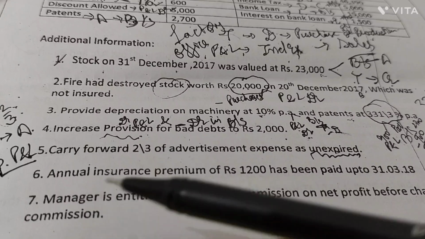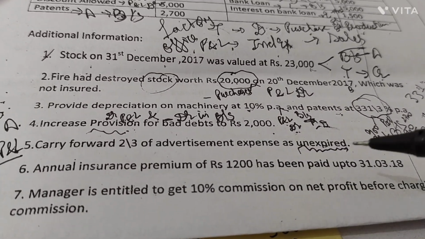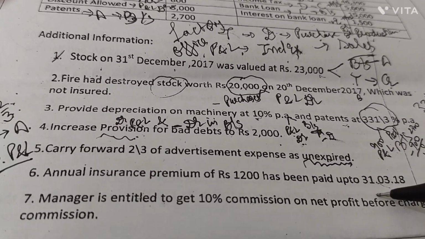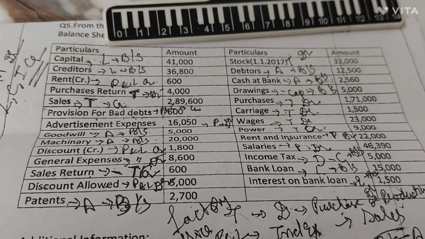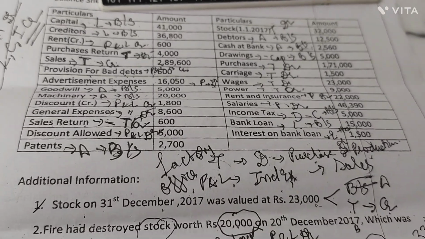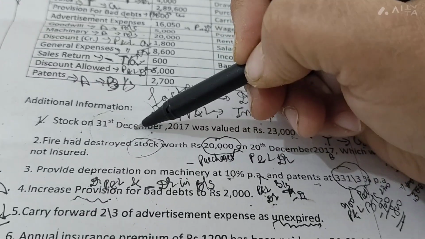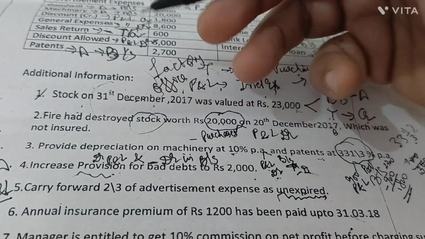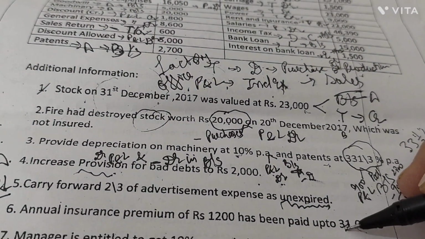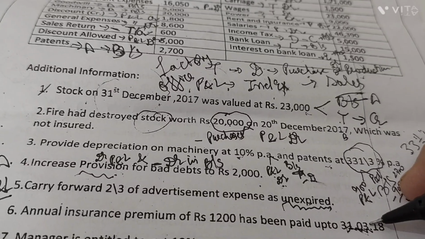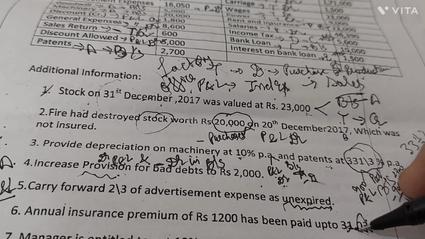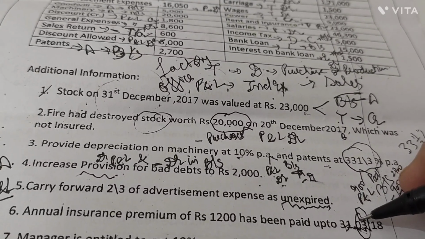Then annual insurance premium of 1200 has been paid up to 31st March. The question was ending as on which date? I was given the closing stock for 31st December, right? So that means the question was ending as on 31st December, but he is talking about expenses which were paid up to 31st March. So here 3 months advance expenses are paid.